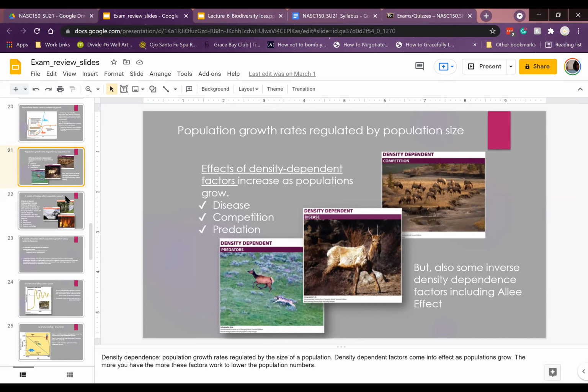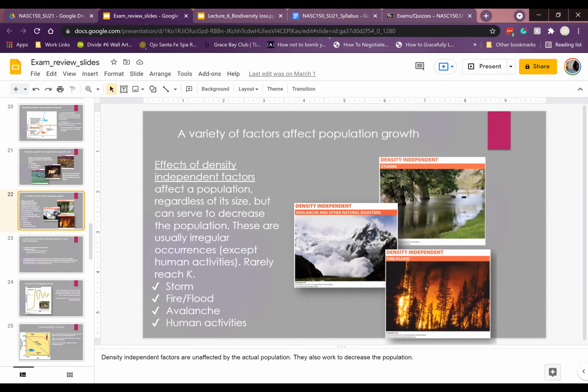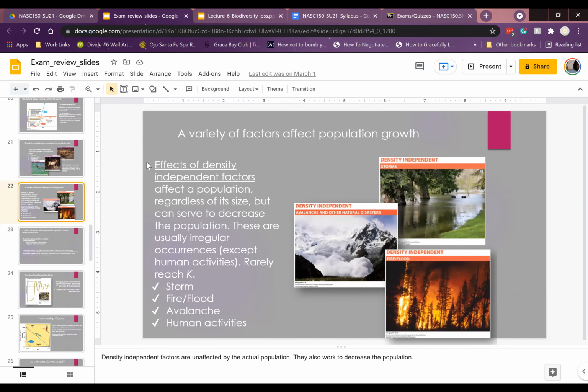Now we have our density independent factors, which don't really care how big your population is. If you get hit by a flood, it's going to knock your population down. That's simply what they are. So it doesn't matter how dense you are, floods, storms, avalanches, and natural disasters act as a way to limit population growth and population size.